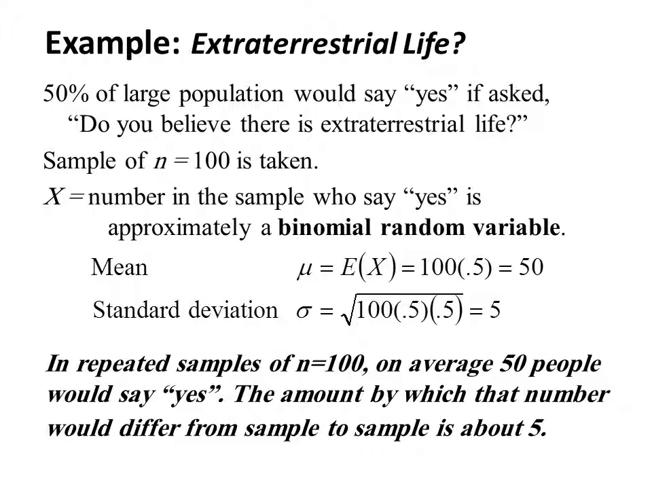This is the final conclusion from this question: in repeated samples of n equal to 100, on average 50 people would say yes. The amount by which that number would differ from sample to sample is about 5. This is the amount, the difference between the samples.